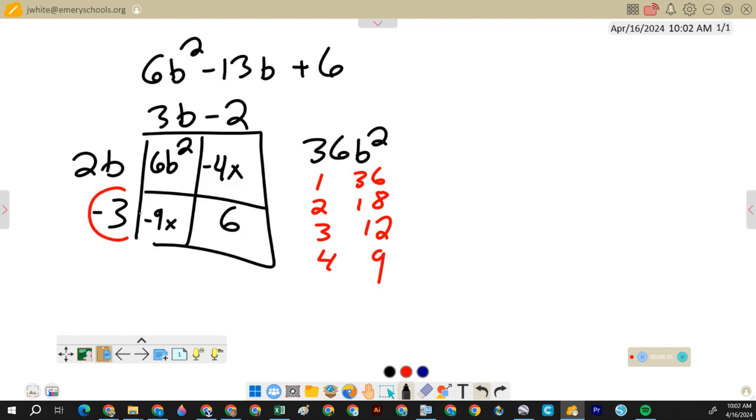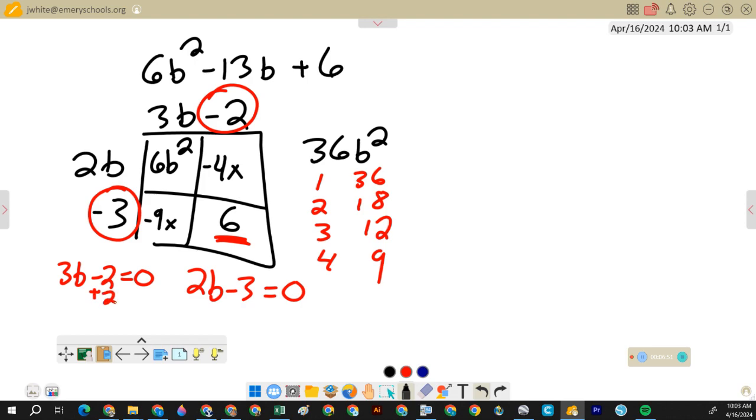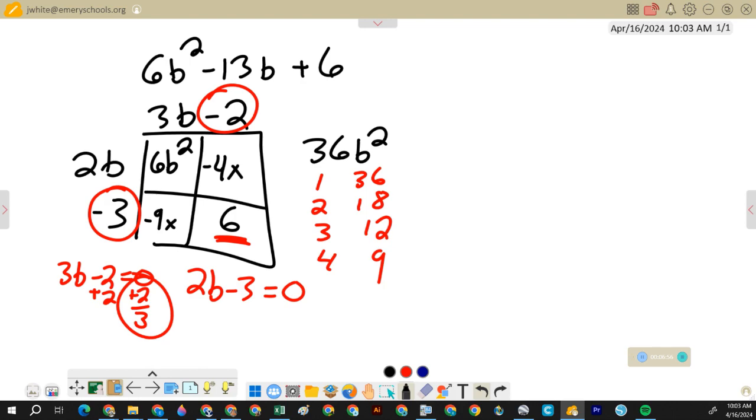And it's always a good idea to check: is negative 3 times negative 2 equal to 6? Yeah, so I probably did it right. My factors are 3b minus 2 equals 0, and 2b minus 3 equals 0. Add 2 and divide by 3. One of my roots is 2/3. Add 3 and divide by 2, and one of my roots is 3/2. Okay.